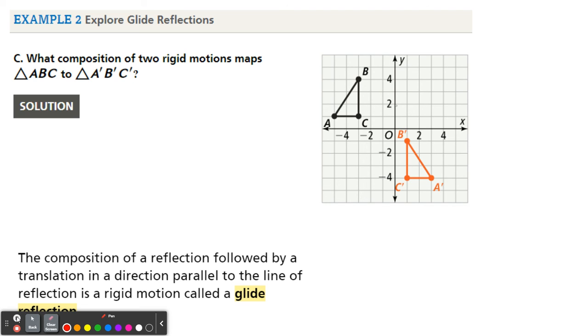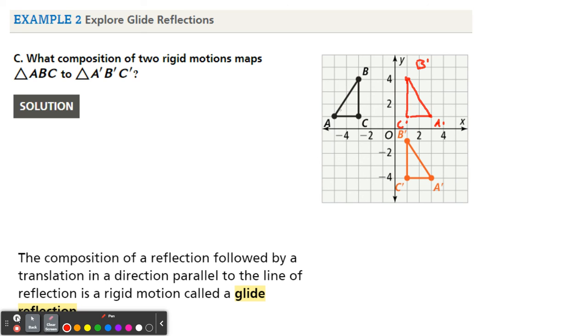Well, what if we could reflect it so that triangle ABC is straight above this triangle A prime, B prime, C prime? So what that would mean is I would need B prime to go here. I would need C prime to be here. And I would need A prime to be 2 away from C prime, right? This is where I would need the middleman, if you will, the middleman figure to go.